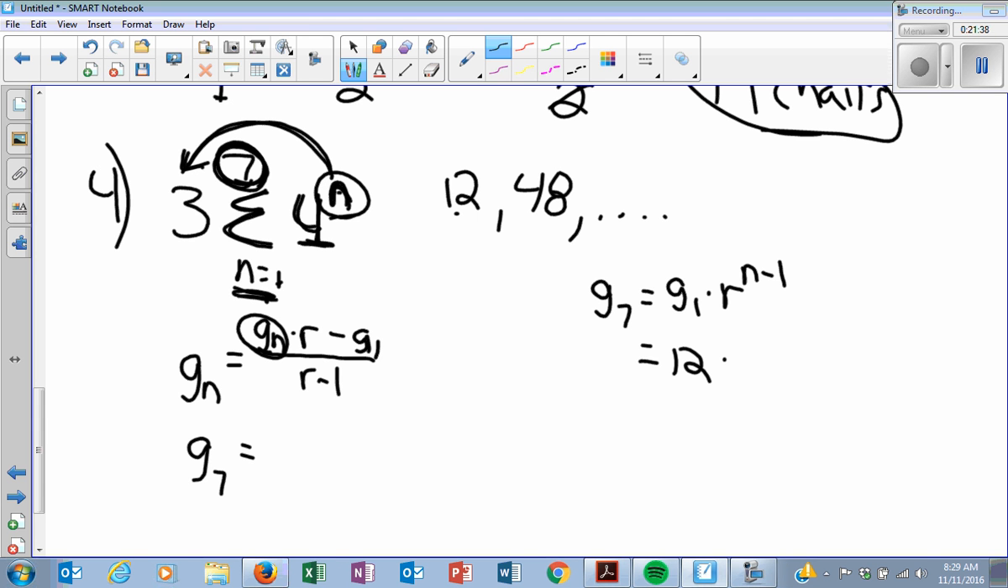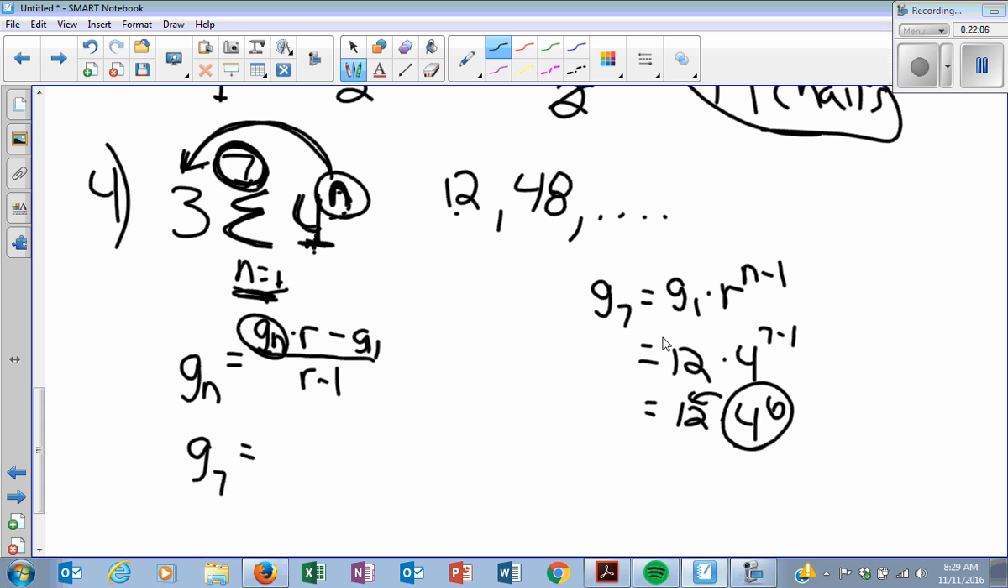How do I know the common ratio? Because I'm going to be multiplying by another 4 every time, right? The first time I'm multiplying by 1 4. The next time I'm multiplying by 2 4. That means I've gone up another 4. So the common ratio is 4, and it's going to be 7 minus 1. So this is going to equal 12 times 4 to the 6. And in my calculator, I do 4 to the 6th power and times it by 12.